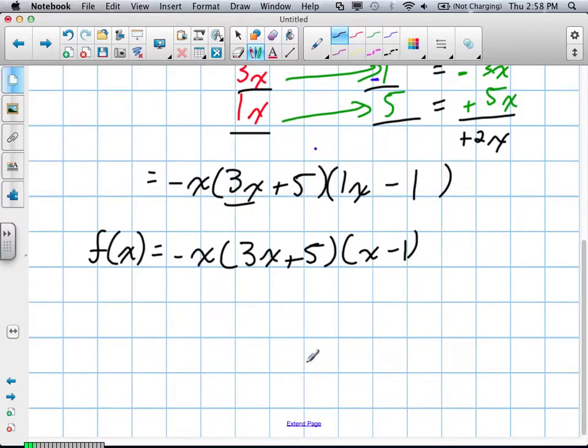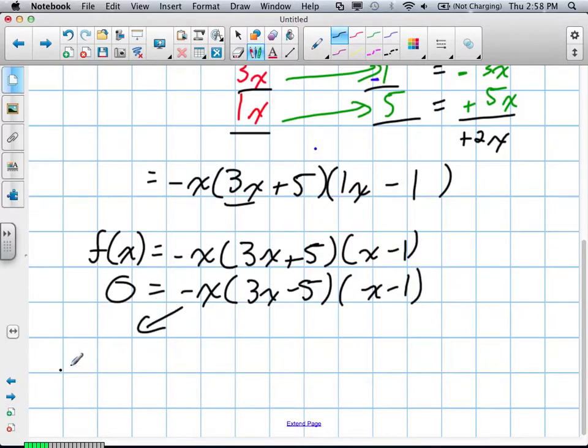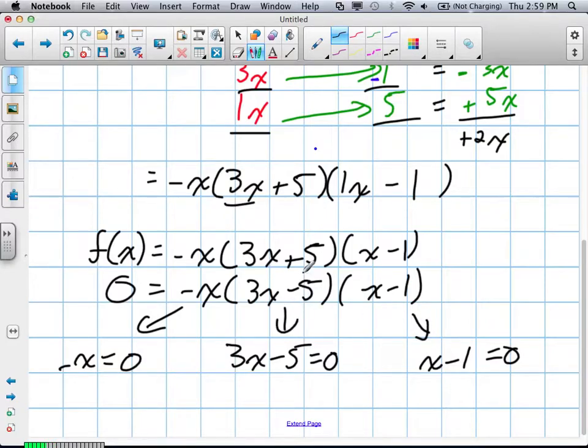Remember, we're looking for x-intercepts, so that's when f of x is 0. I have three terms here, so I'm going to set each of them equal to 0. Negative x equals 0. 3x plus 5 equals 0. And x minus 1 equals 0. I've split this into three cases, because if any of these three were to equal 0, we know the product would equal 0 in the end. Well, that gives me x is 0, x is negative 5 over 3, and x is 1. I have three x-intercepts.